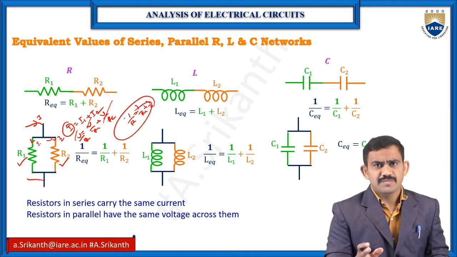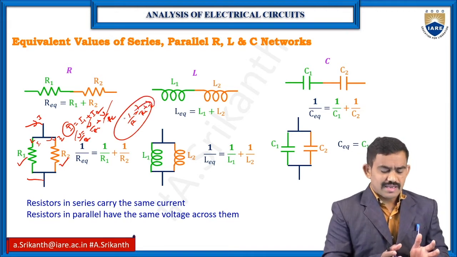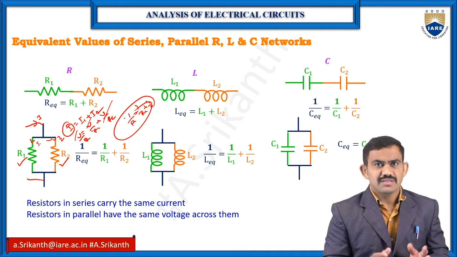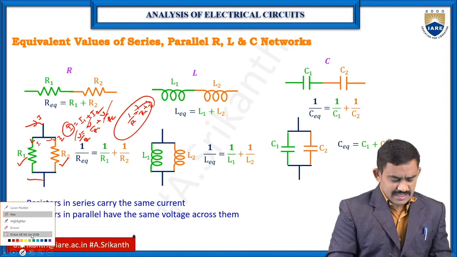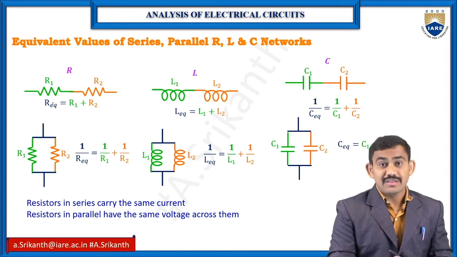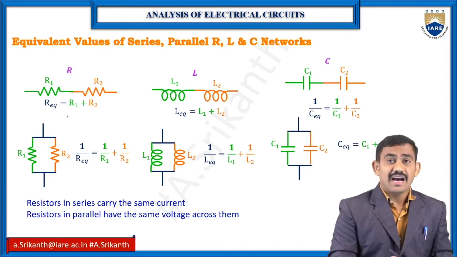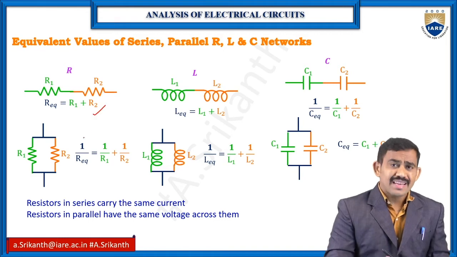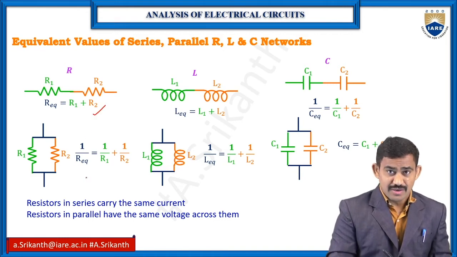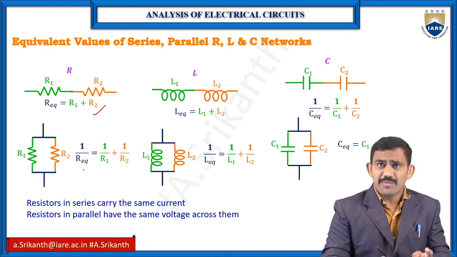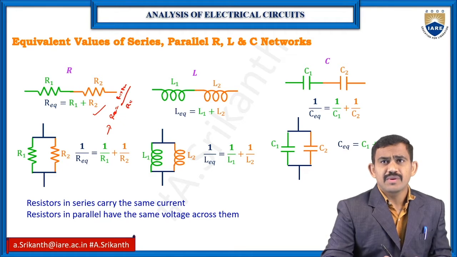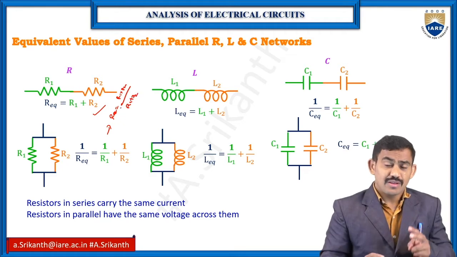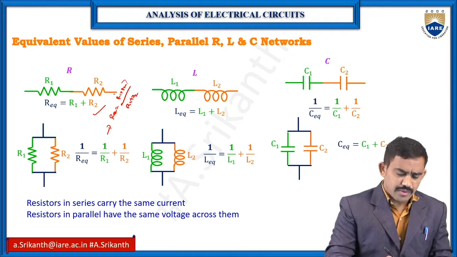So simple logic. There are no big equations. Simple logic, and you can remember those formulas. And this is about series and parallel. When we have series resistors, the value is R1 plus R2. When you have parallel resistors, we have 1 by R equal to 1 by R1 plus 1 by R2. When we have only 2 resistors, R equal to R1 into R2 by R1 plus R2, and you can use this formula.